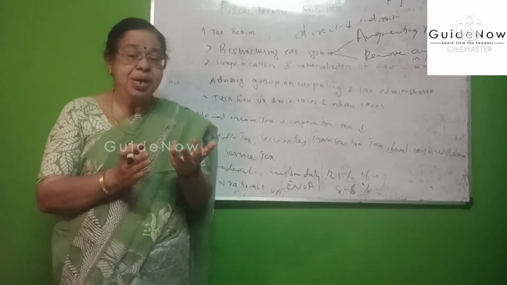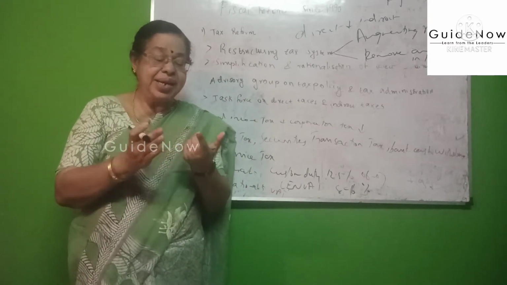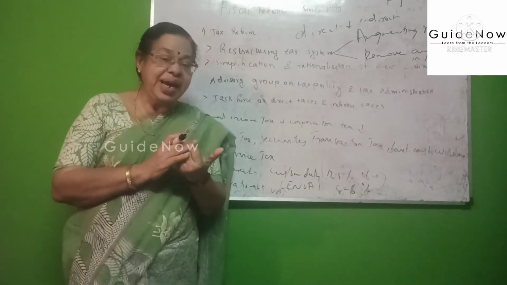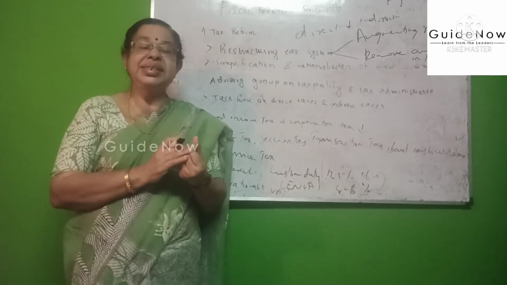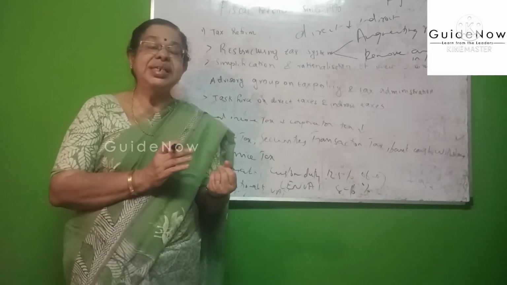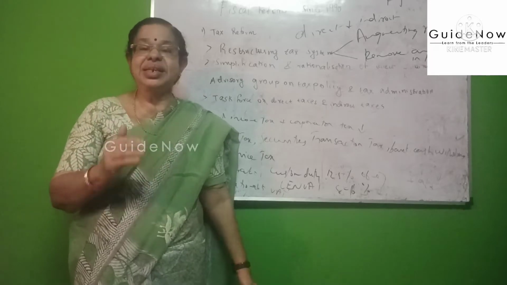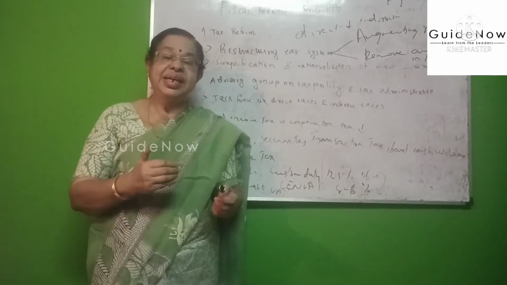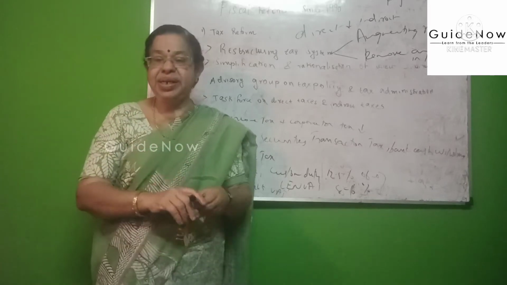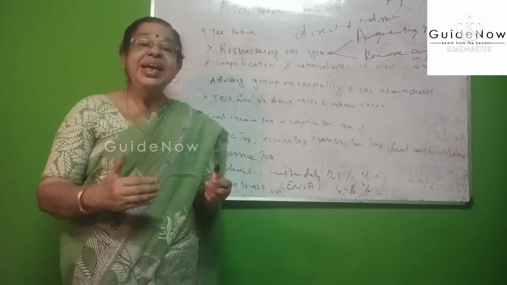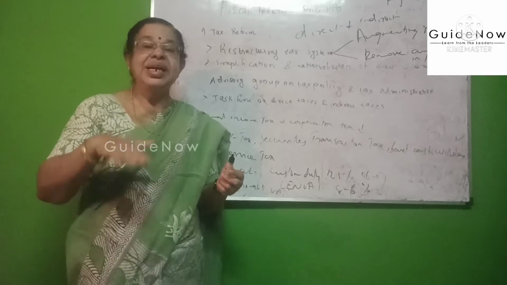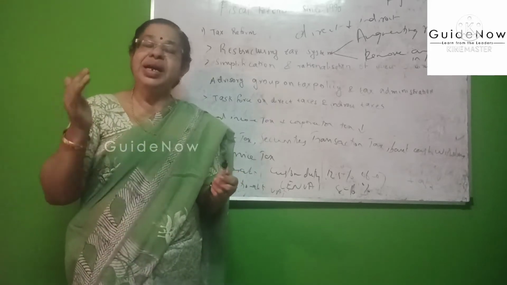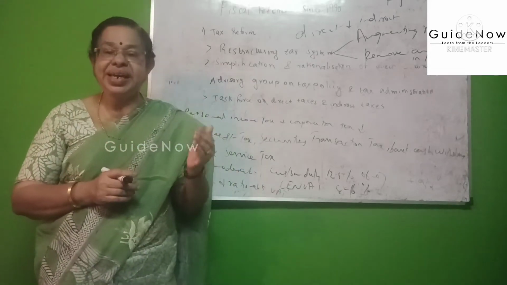So simple, broad base, rationalized, with fewer tax rates, and at the same time fewer exemptions and deductions. These are the important recommendations put forward by the Raja Chellaiah Committee. Such a direct and indirect tax structure was recommended by the Raja Chellaiah Committee.